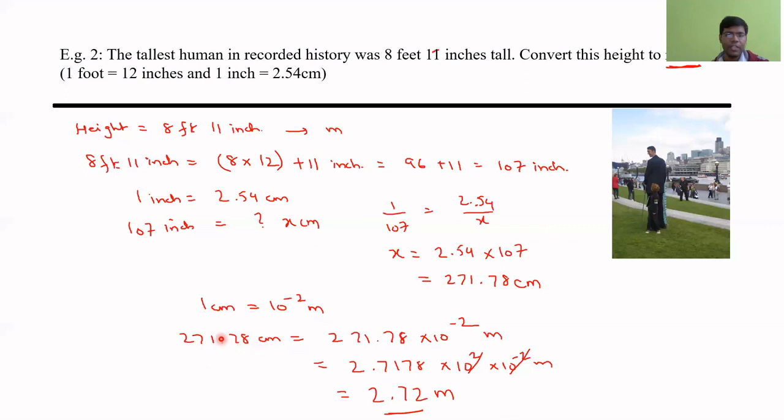Then we converted 271.78 centimeters into meters by multiplying with 10 power minus 2. And when we converted into standard form, we got 10 power 2 over here. Both of them got cancelled, and we are left with 2.72 meters as the height of the person. So this was a conversion of length.